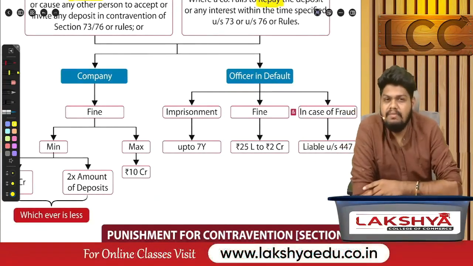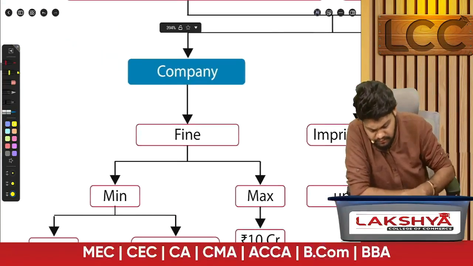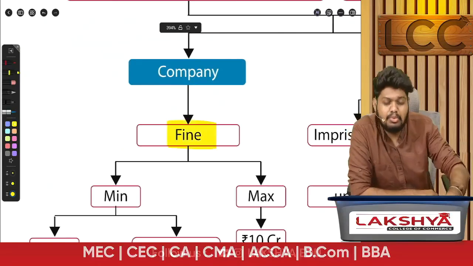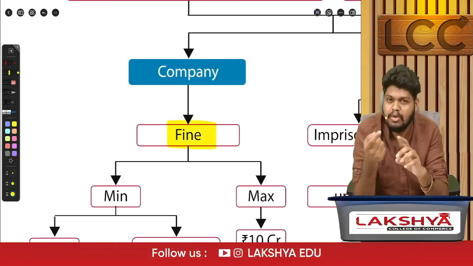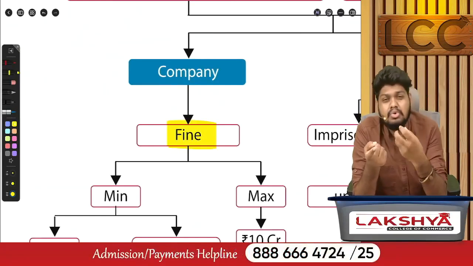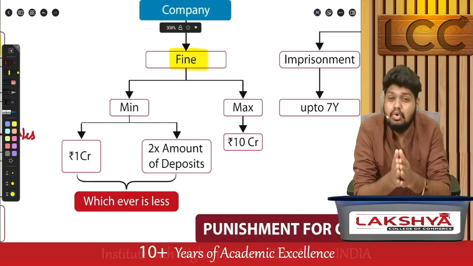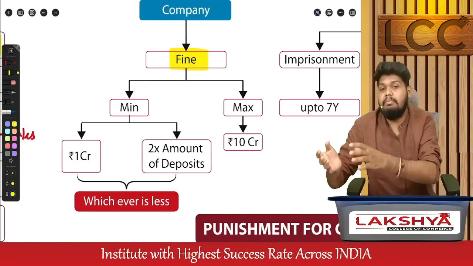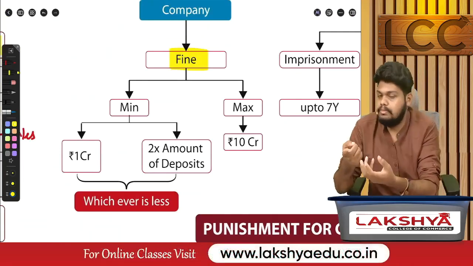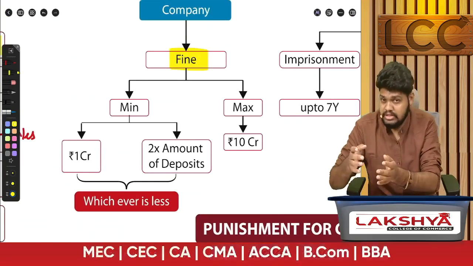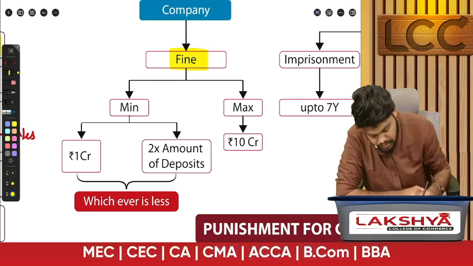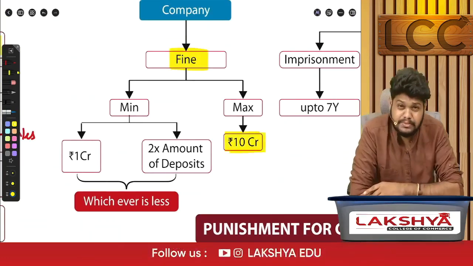Very, very important section which imposes punishments on two, the company as well as the officer in default. The company will obviously be imposed only with a fine, where the company will be imposed with a fine of minimum 1 crore or 2 times the amount of deposits which are accepted, whichever is lower. That means this is only the minimum part guys. 1 crore or 2 times the amount of deposits, whichever is lower, is the minimum part. Maximum of rupees 10 crores.